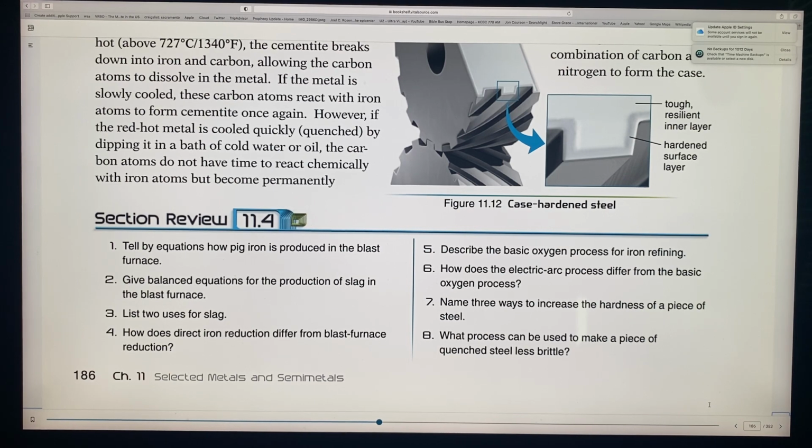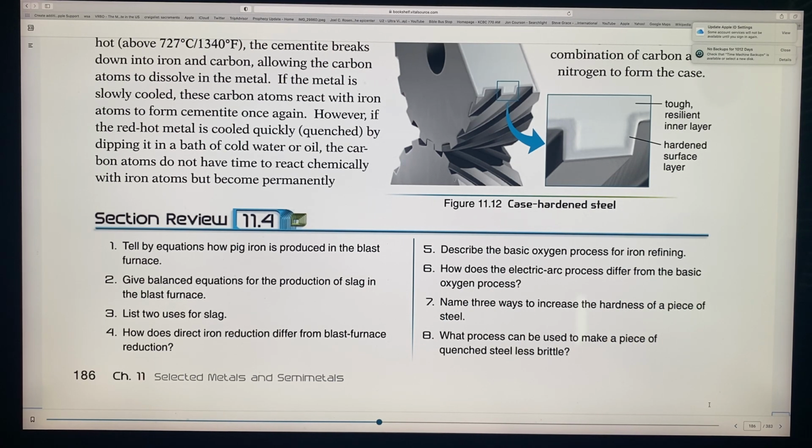How does the electric arc process differ from the basic oxygen? The electric arc process is steel recycling, remember? It uses an electric arc between giant carbon electrodes for cold scrap metal, basically recycling steel. And basically the electric arc process is at a much higher temperature.